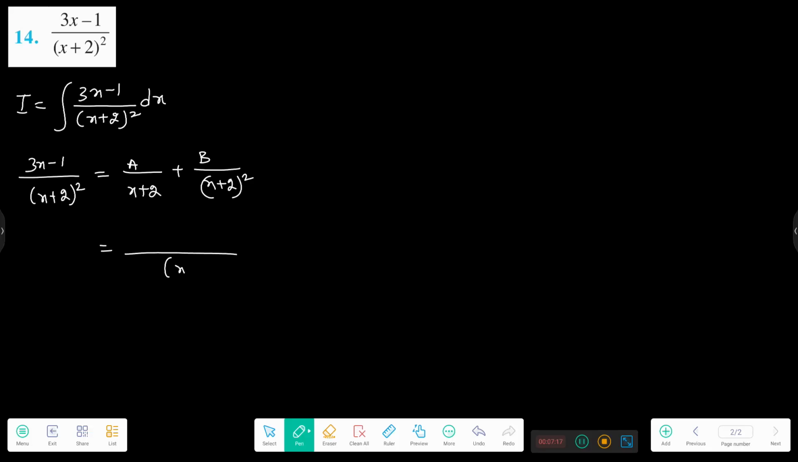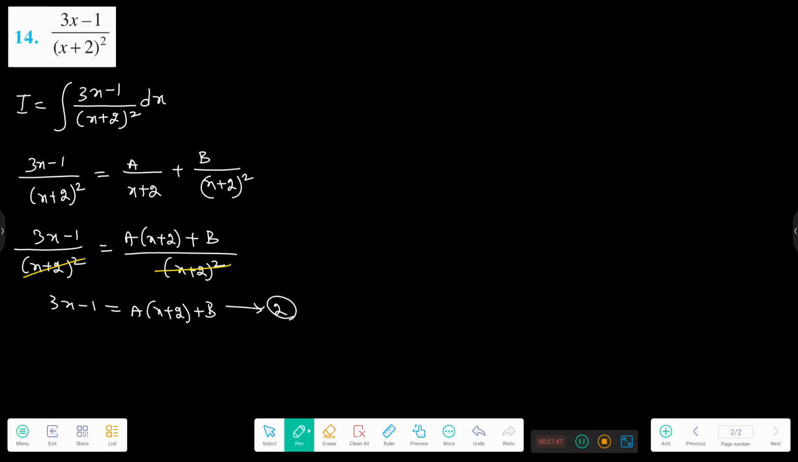So x plus 2 whole square is my LCM. Then here only one x plus 2 is there, so one more you have to multiply with the a. B already is correct, so leave it. And here 3x minus 1 divided by x plus 2 whole square. So you can cancel the denominator when we have the same. Then 3x minus 1 is equal to a into x plus 2 plus b. So this is my equation number 2 and this is equation number 1.